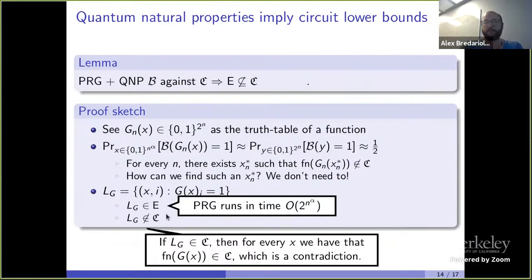And we have that L_G can be solved in exponential time because we have a time bound on the PRG size, or the PRG runtime. And we have by definition that L_G is not in the circuit class because we have these hard functions. For one of these x star, it is not in the circuit class.